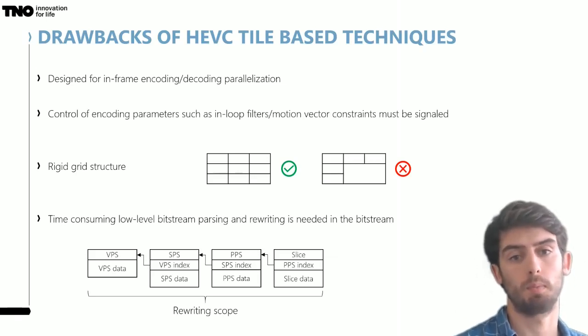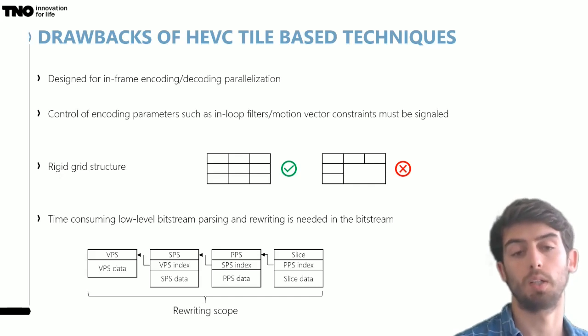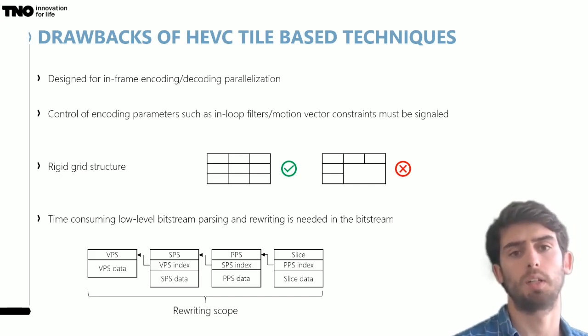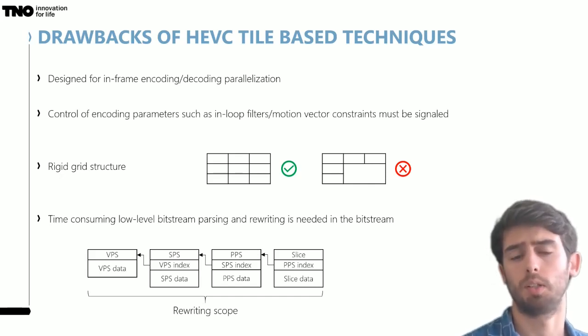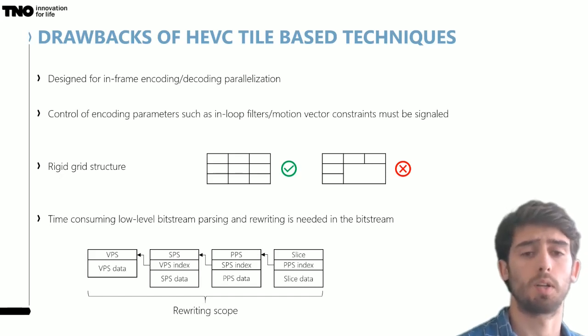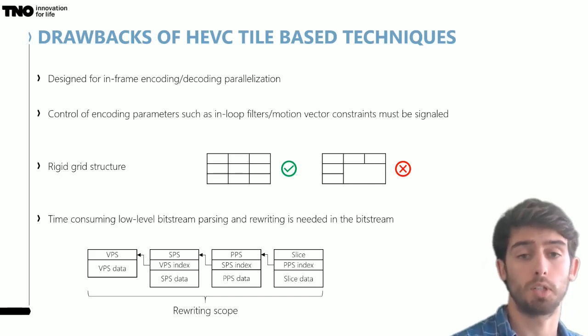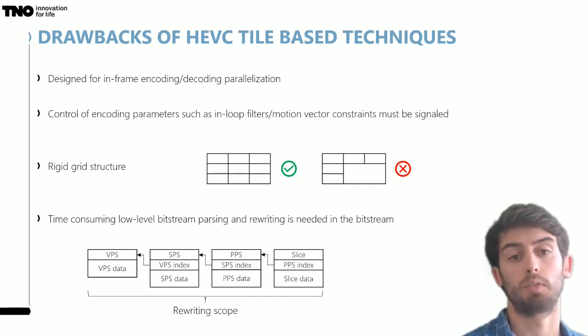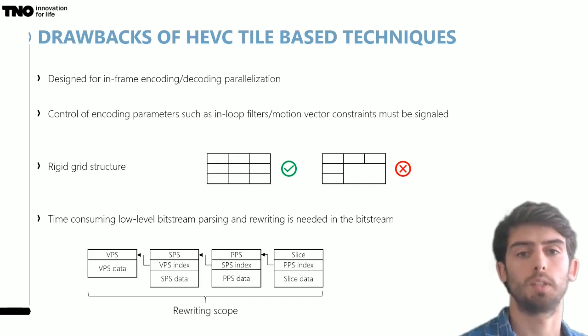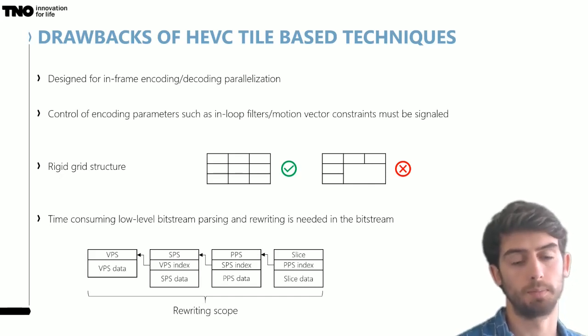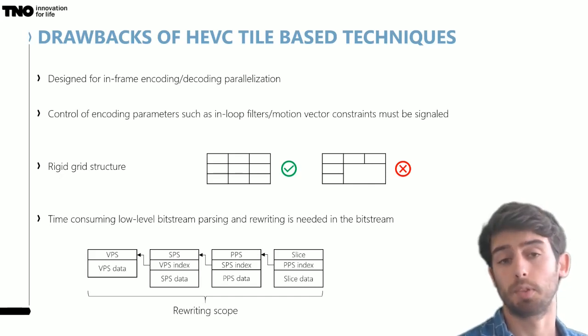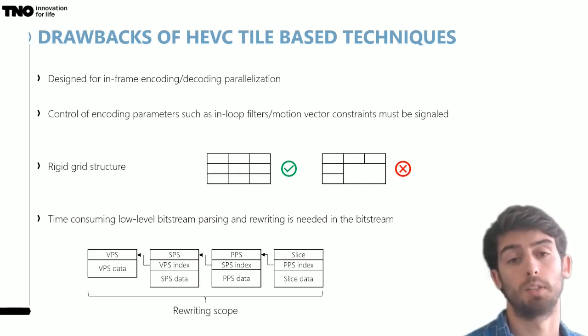The use cases I just talked about can be achieved using HEVC tiles. HEVC tiles were originally made for encoding and decoding parallelization. This means that a lot of flags need to be sent constantly for in-loop filters and motion vector constraints. On top of it, the tiling structure that is allowed in HEVC means that tile partitions must go from the top to the bottom and from the left to the right, which means that there isn't as much flexibility as one might desire. On top of it, you might have to rewrite parameters all the way from the VPS to the slice segment header, and that can be time-consuming and tricky.